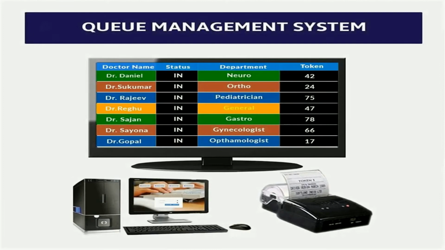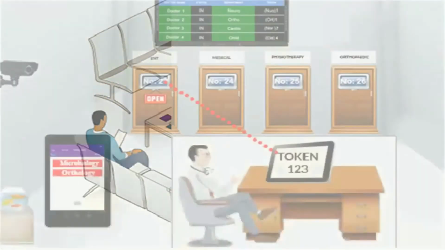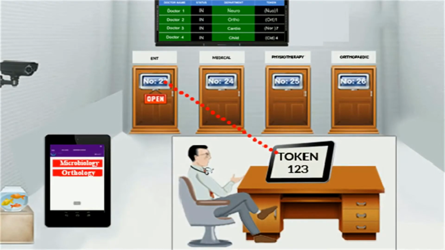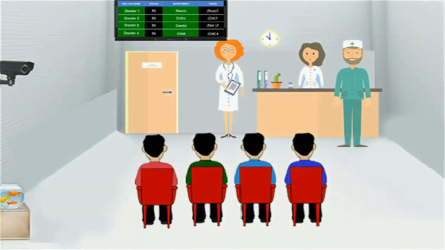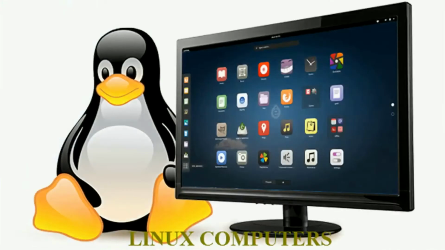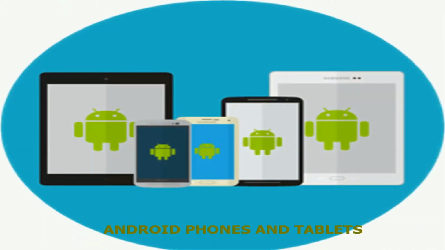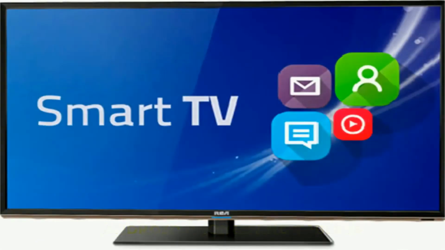Welcome to the video presentation on SIL QMS, the innovative hardware-independent queue management system. SIL QMS is a flagship product which is ideally suited for managing queues at various organizations. The advantage of the system is that it is a fully web-based, intranet-capable software which can run on a browser of any hardware, including Linux and Windows computers, Android mobile phones or tablets, and smart TVs.